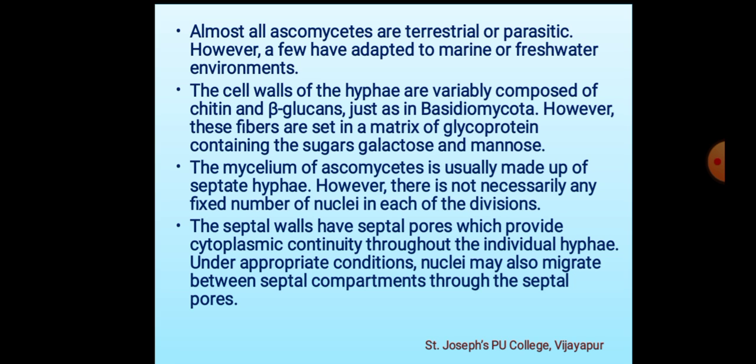The mycelium of Ascomycetes is usually made up of septate hyphae. However, there is not necessarily any fixed number of nuclei in each of the divisions. The septal walls have septal pores, which provide cytoplasmic continuity throughout the individual hyphae. Under appropriate conditions, nuclei may also migrate between septal compartments through the septal pores.